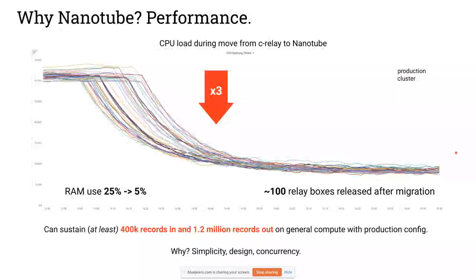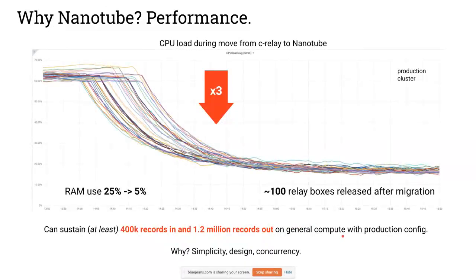Since the CPU load is much smaller, we actually need much fewer boxes. So after this migration, because of better performance, we were able to clear around 100 relay boxes and save some money. And Nanotube now can sustain around 400K records in, and if one sends 3 replicas out, this is around 1.2 million records out per second on a general compute with our production config.